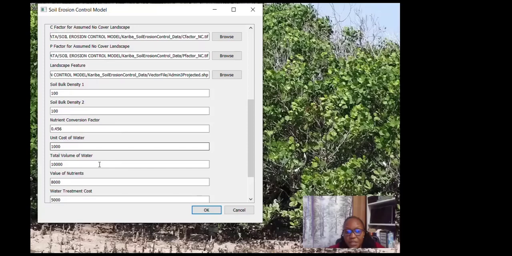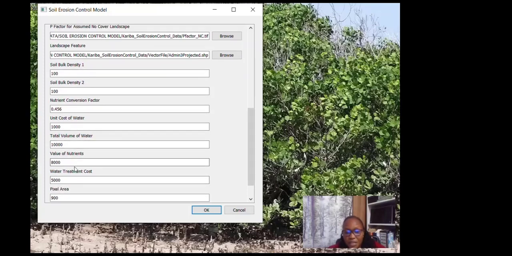Then the next thing would be the unit cost of water. We have three aspects that we are looking at here: the land productivity, the water quality and the sedimentation effects, so that using these, we can gauge the role of any land cover in terms of soil erosion control. So we input the unit cost of water and the total volume of water that is likely to have been affected by soil erosion. This has to come from the field survey, where you identify the particular water source and establish the unit cost of that water and the volumes that have been affected.